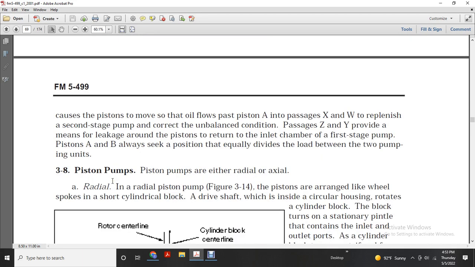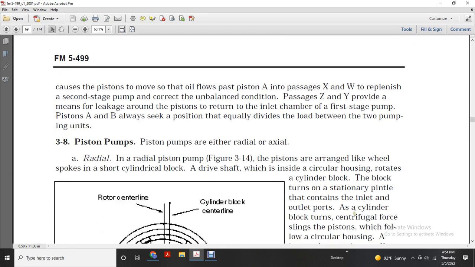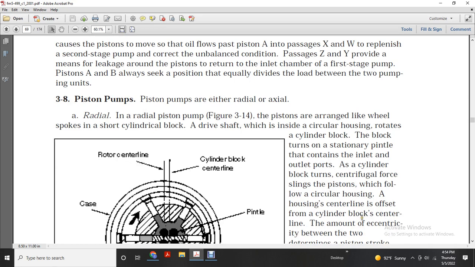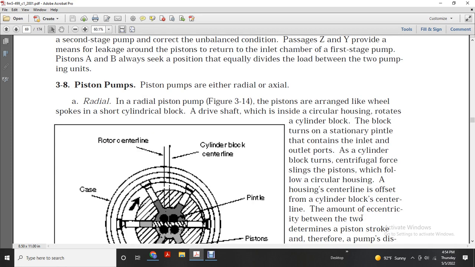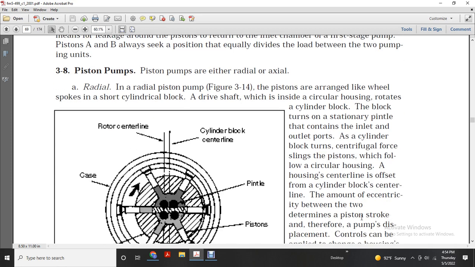Piston pumps. Piston pumps are either radial or axial. The radial piston pump has pistons arranged like the spokes of a wheel in a short cylindrical block on the drive shaft, inside a circular housing. The cylindrical block turns on a stationary pintle containing the inlet and outlet ports. The cylinder block turns with the pistons following the circular housing, with the center of the block offset from the center line of the housing. The amount of eccentricity between the two determines the piston stroke and the degree of pump displacement.